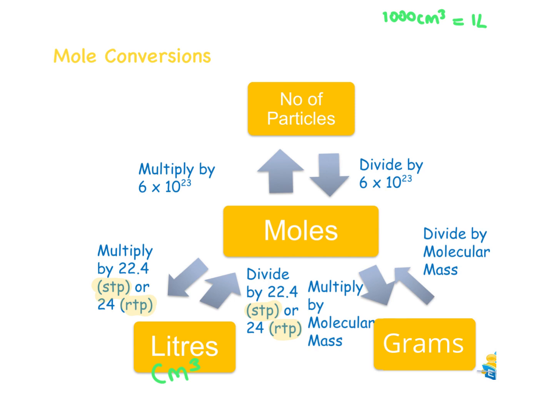So that would simply mean, instead of multiplying by 22.4, you would multiply by 22,400 if it's STP, and if it's RTP, you would multiply by 24,000. Similarly, if we wanted to convert back from centimetres cubed to moles, again, that would be dividing by 22,400 or dividing by 24,000, depending on whether it is STP or RTP that you are dealing with. So that is one thing to look out for here in this flowchart.